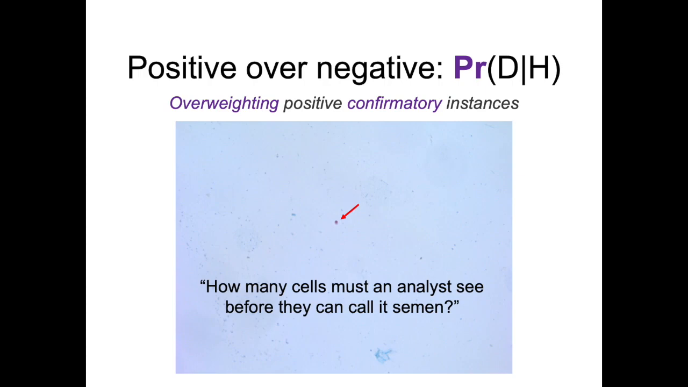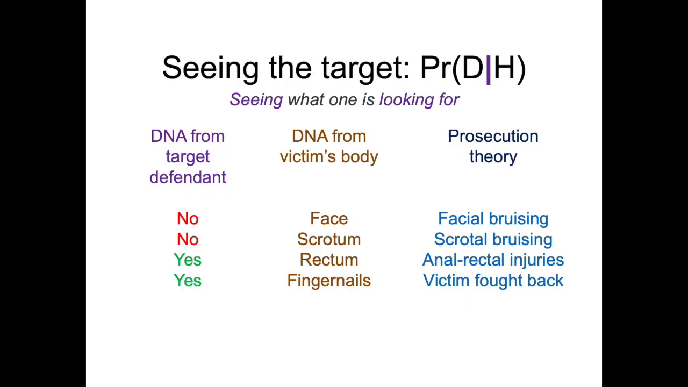semen? Our last confirmation bias example is seeing the target that someone is looking for, instead of what might actually be there. On the top right, we see the likelihood expression, the probability of the data given the hypothesis H. Here, I've emphasized the conditional given, because if the focus is on what you're looking for, you're not really conditioning on the hypothesis for the data as much as knowing what you want from the target.